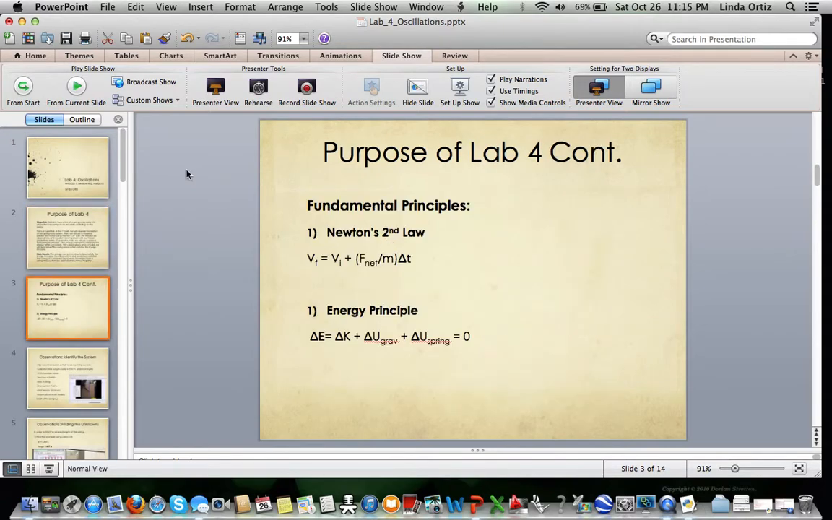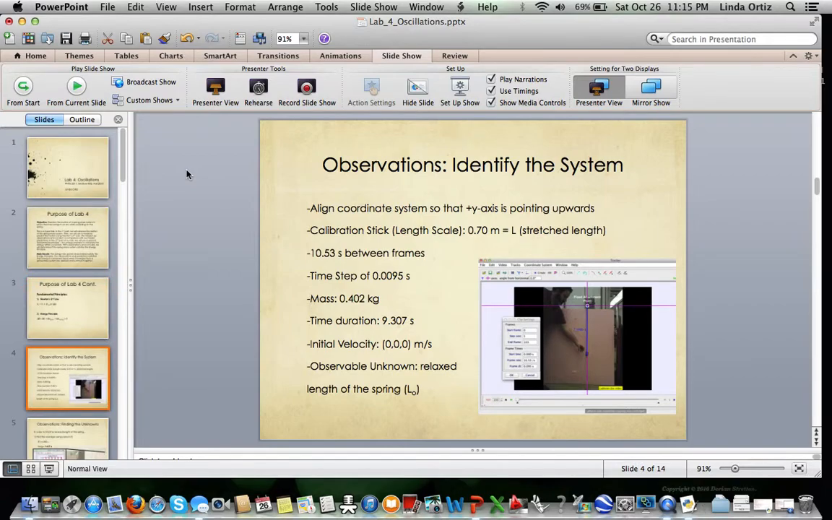Here are the two fundamental principles within Lab 4, Newton's second law and the energy principle. The energy principle tells us that the total energy is conserved, 0, if all the energy is summed up equals 0. And in this case, we will have the kinetic energy, potential energy of gravity, and potential energy of a spring. For observations, in Tracker, I've aligned the coordinate system so the positive y-axis is pointing upwards.